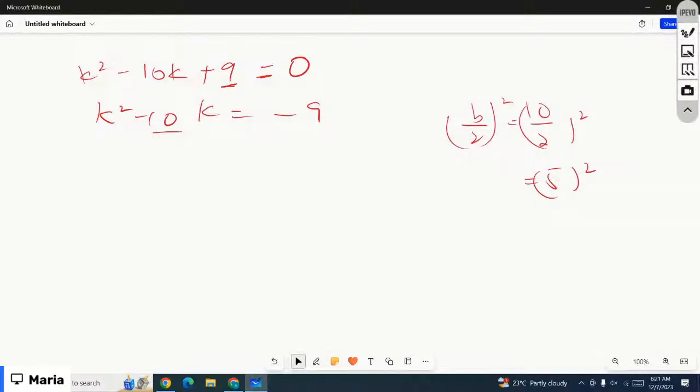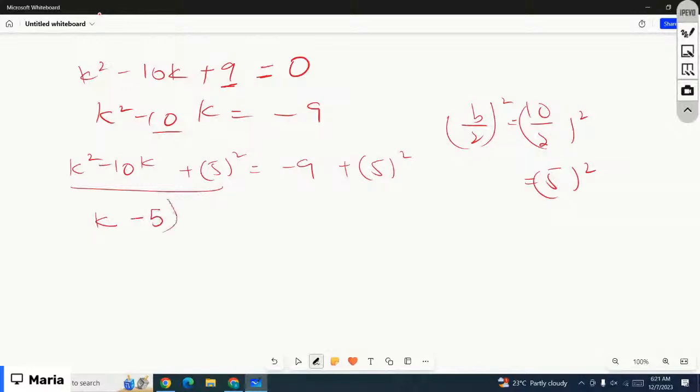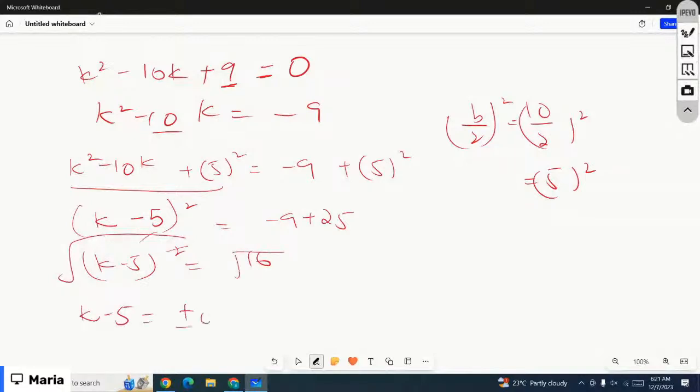Okay, so you have to add 5 square to both sides, right? k square minus 10k plus 5 square equals negative 9 plus 5 square. This one is a complete square, k minus 5 whole square, right? And here you have negative 9 plus 25, and 25 minus 9 is 16, right? So let's just square root both sides. The square and square root cancel. You are left with k minus 5 equals plus minus 4.